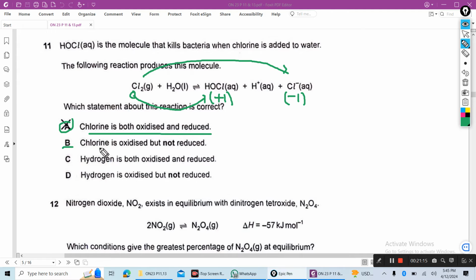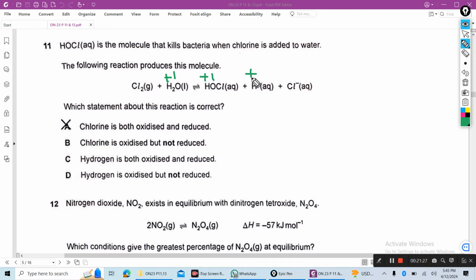Why is B the wrong answer? Chlorine is oxidized but not reduced. No, this is wrong. Hydrogen is both oxidized and reduced? No, hydrogen here is plus 1, here plus 1, here plus 1. Same. So A is the right answer.